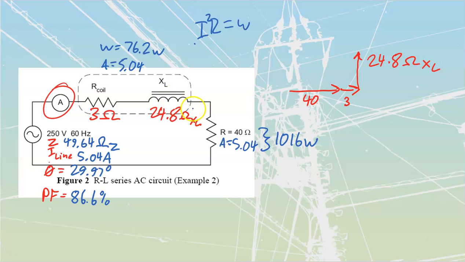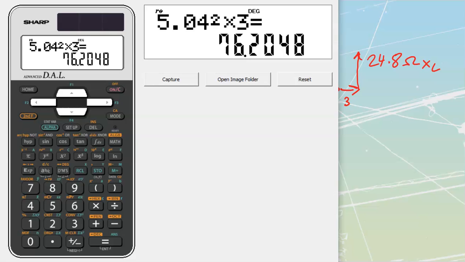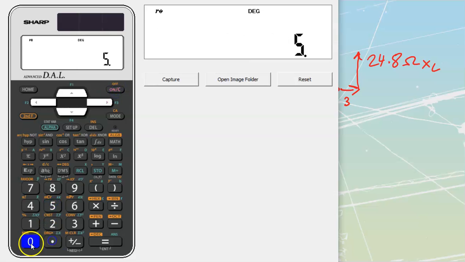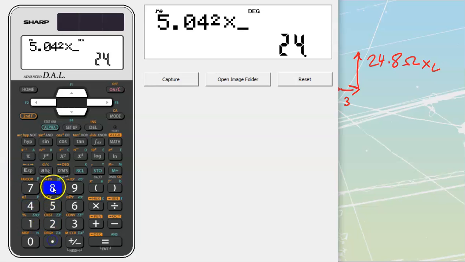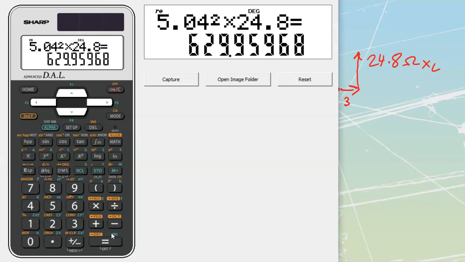And then if I want to figure out the VARs inside of this circuit, we can do the same thing. 5.04 squared times 24.8 gets me out to a value of 629 VARs that I'm going to have off of this one.